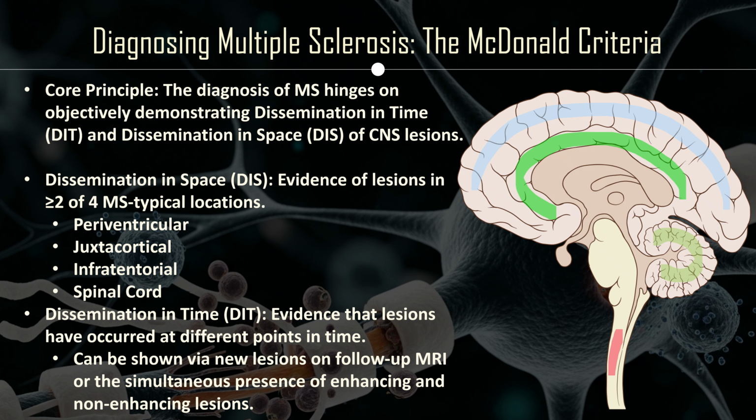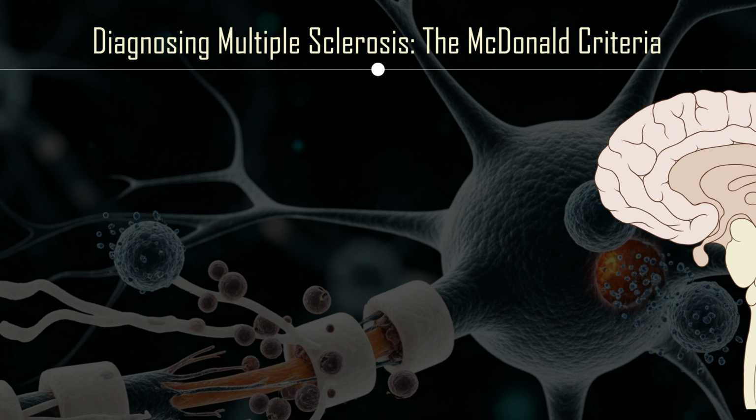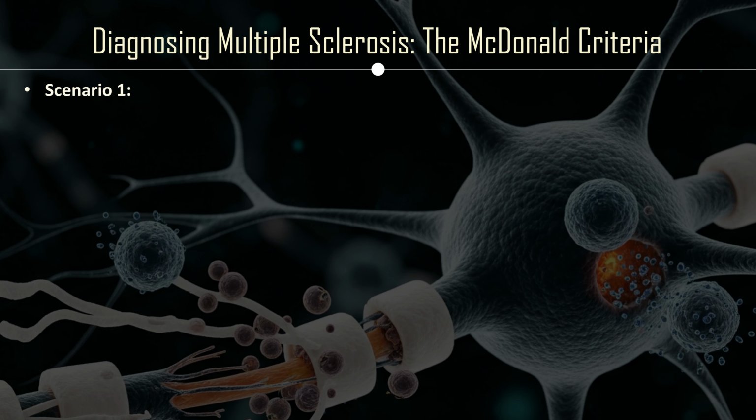Dissemination in time, as previously mentioned, is evidence that lesions have occurred at different points in time. This can be shown either by the appearance of new lesions on a follow-up MRI or by the simultaneous presence of both enhancing, that is, active, and non-enhancing, older lesions on a single baseline MRI. This latter finding is a powerful shortcut to demonstrating DIT without waiting for a follow-up scan or another clinical attack. Now let's walk through the McDonald Criteria scenarios, which guide our diagnostic approach based on clinical and MRI findings.